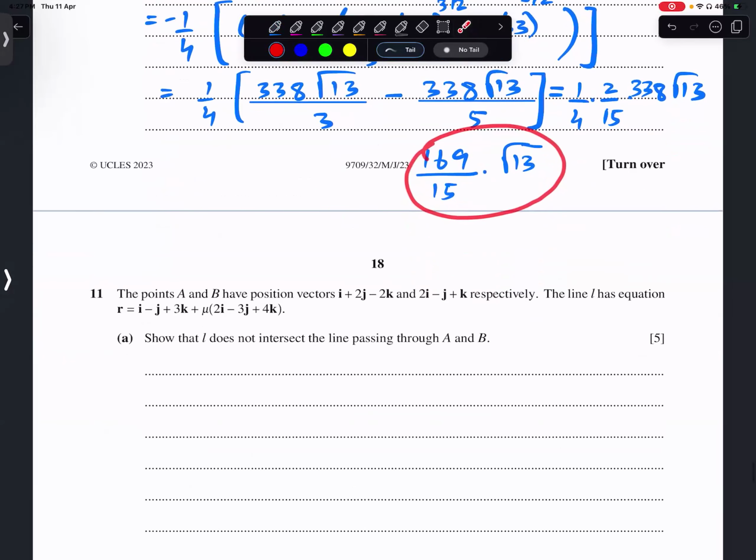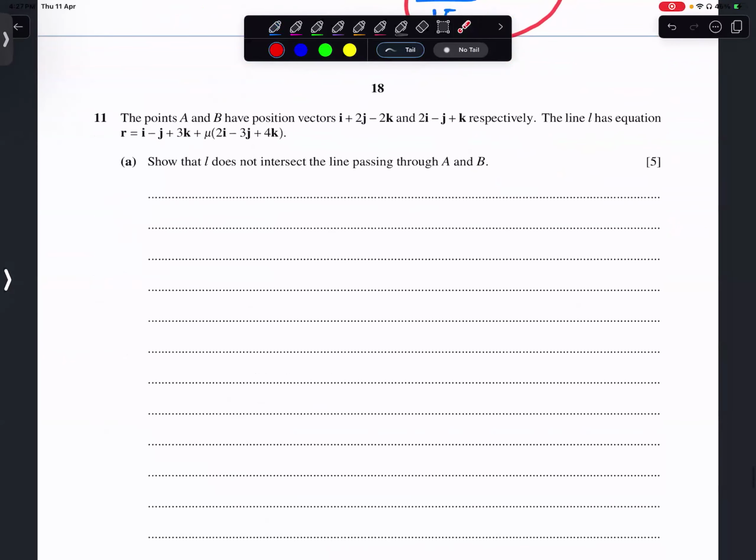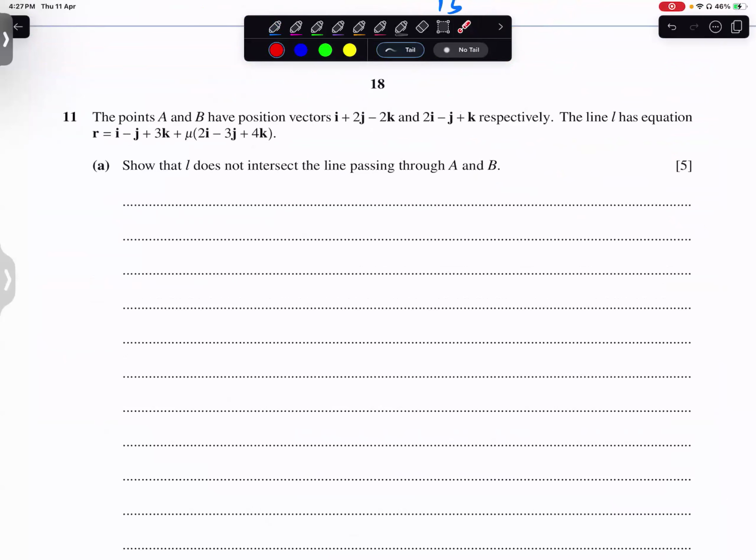Okay. So the next part is from vectors. The points A and B have position vectors given. The line L has the equation given. Show that L does not intersect the line passing through A and B. So student, do not solve the question of vectors without a diagram.